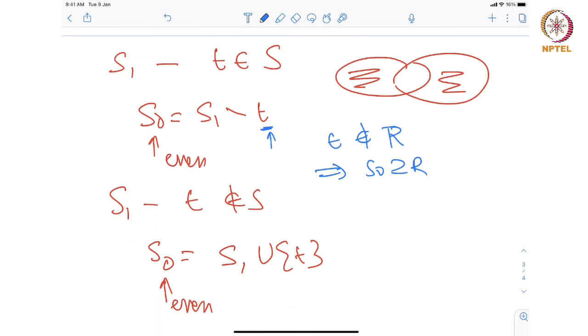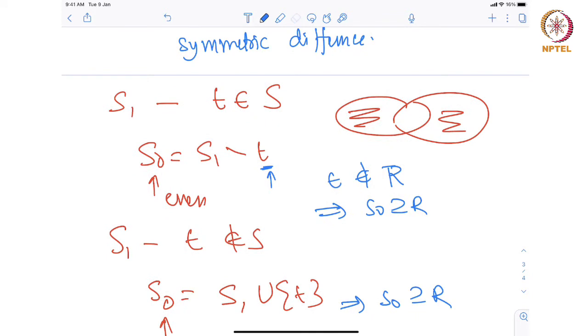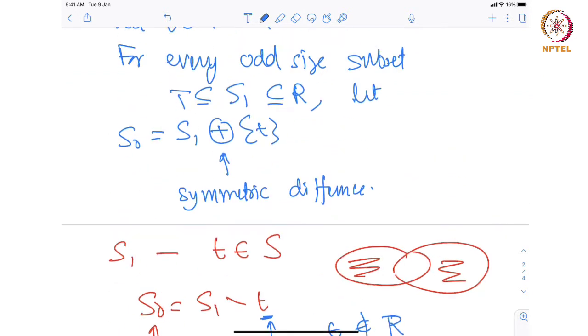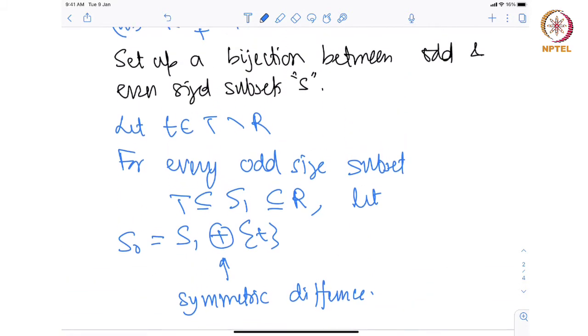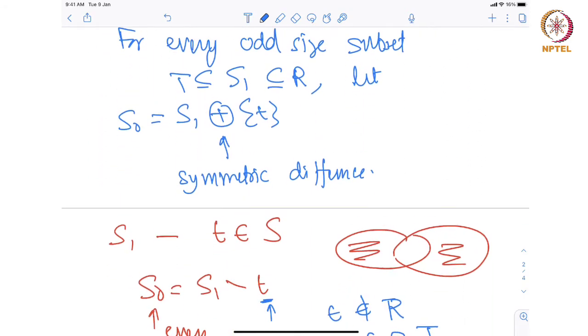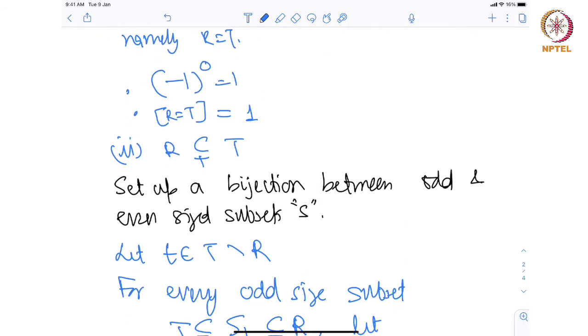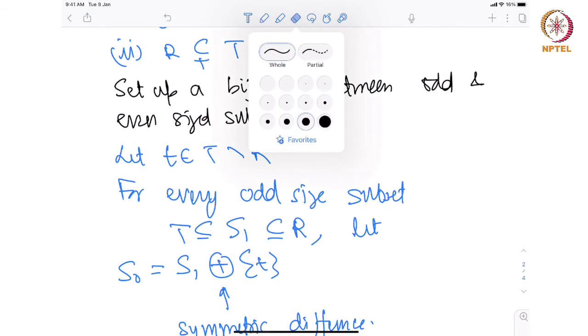And since this is anyway you are adding an extra element from a set, in this case also we can show that S0 contains R. So we have been able to show, sorry, not R, my bad, T. We picked up T, yeah, T minus R. Okay, so I made a mistake here.